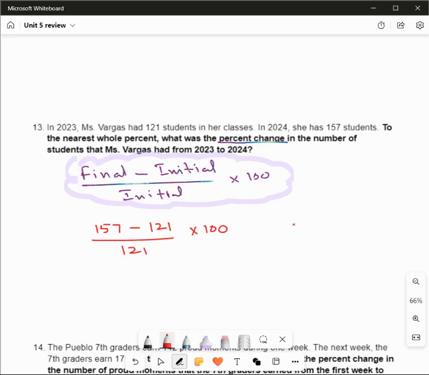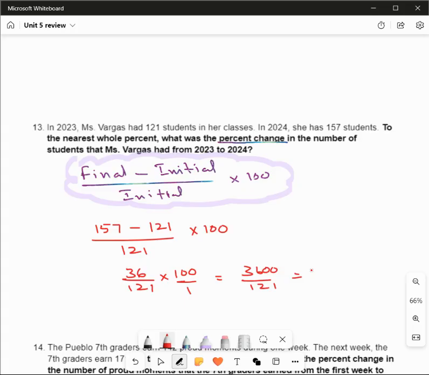All you have to do is use just simple math on this one. 157 minus 121 gives you 36 over 121 times 100, or you can just multiply that by 100 and then divide by 121. You can write this as 3600 over 121.